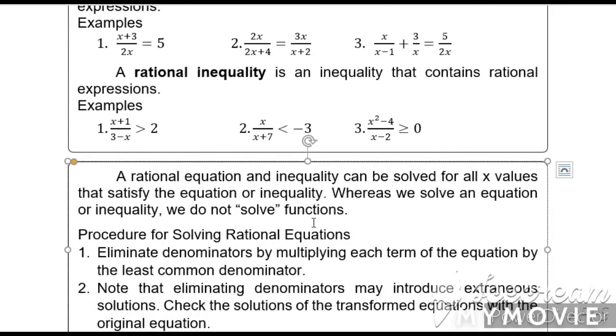So a rational equation and inequality can be solved for all x values that satisfy the equation or inequality. We solve an equation or inequality, we do not solve functions. Procedure for solving rational equations: first, eliminate denominators by multiplying each term of the equation by the least common denominator. Second, note that eliminating denominators may introduce extraneous solutions. Check the solutions of the transformed equation with the original equation.